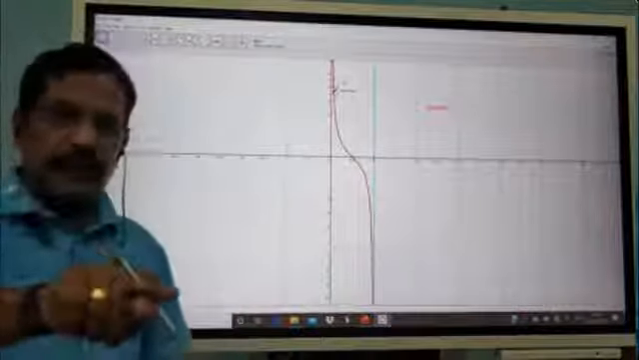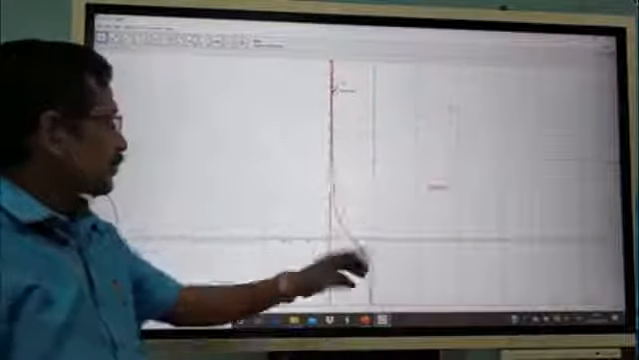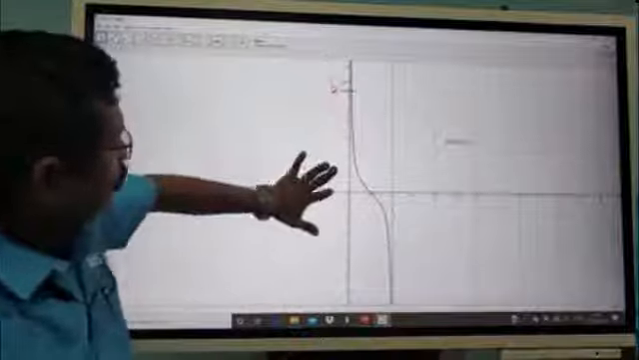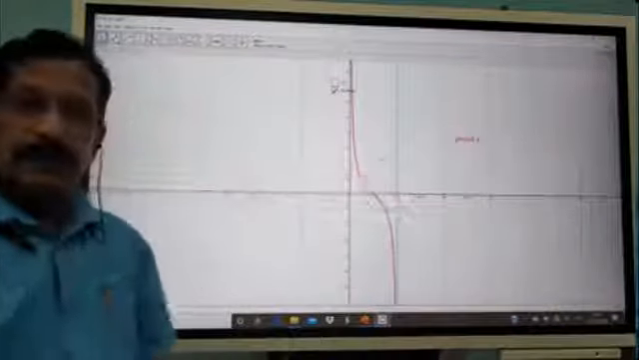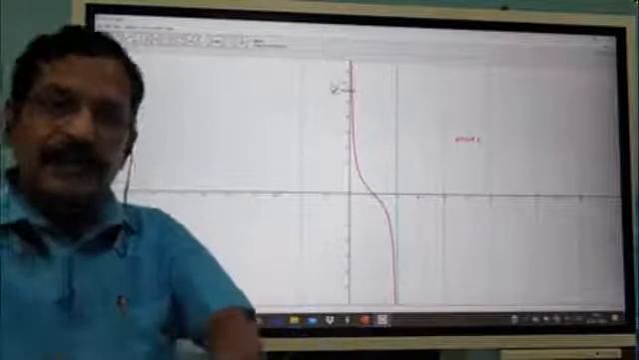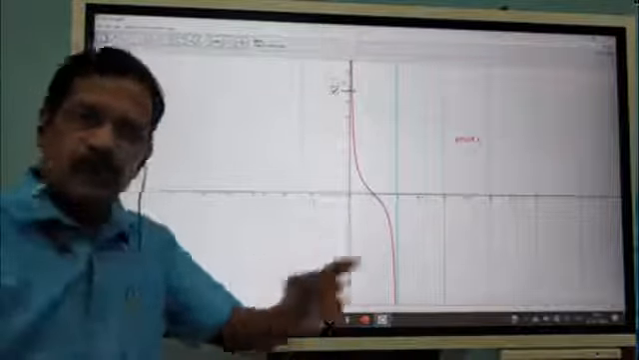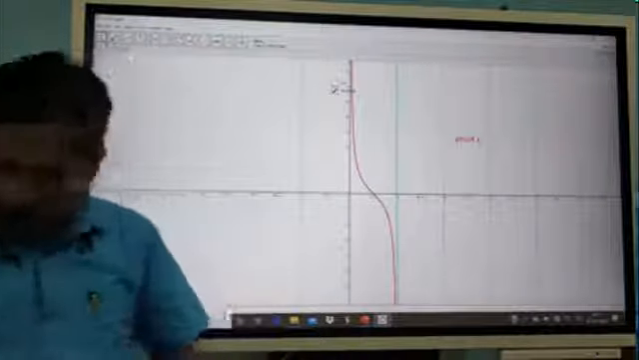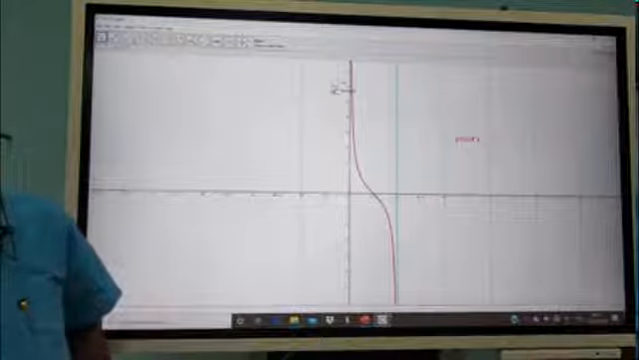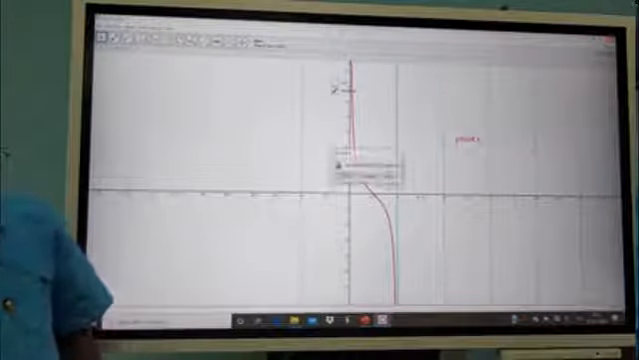When we restrict the domain to 0 to pi, the graph of the cot function will be this one. This is the graph of the cot function. Now, it is invertible. It is one-one and onto. Now, we can define the inverse of the cot function here.